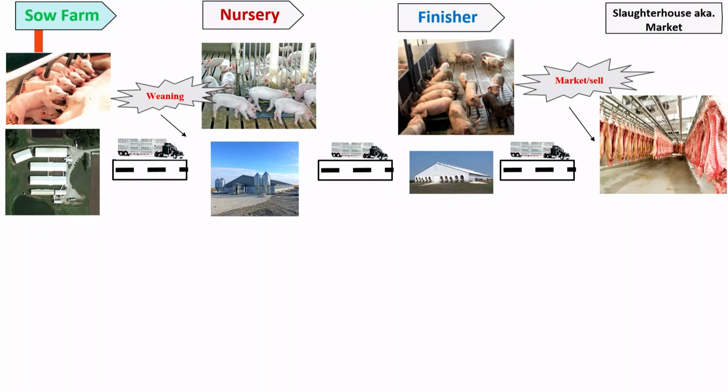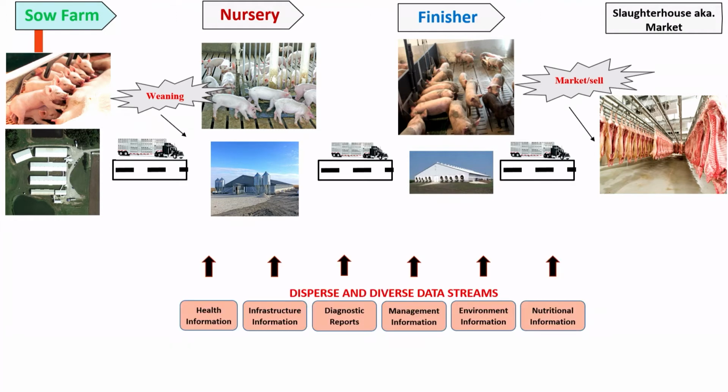We don't have to go into details on that, but just to remind you, from breeding to market, in the production process, we have many phases of production. And most of the times, those phases are separate. We're going to have mixing pigs, commingling, different sources. And throughout each of those phases, we're going to collect productivity data, but also health information, infrastructure, diagnostic information, environmental information. So many different data streams across many different phases that are not connected.